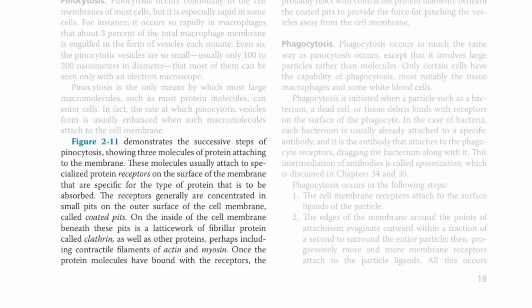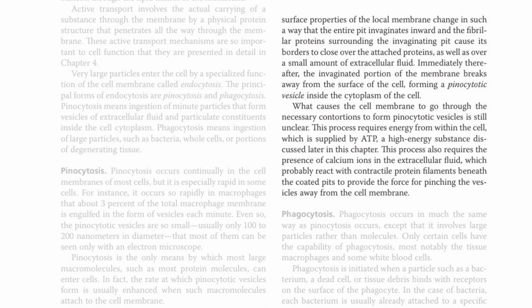The receptors generally are concentrated in small pits on the outer surface of the cell membrane, called coated pits. On the inside of the cell membrane beneath these pits is a latticework of fibrillar protein called clathrin, as well as other proteins, perhaps including contractile filaments of actin and myosin. Once the protein molecules have bound with the receptors, the surface properties of the local membrane change in such a way that the entire pit invaginates inward, and the fibrillar proteins surrounding the invaginating pit cause its borders to close over the attached proteins, as well as over a small amount of extracellular fluid. Immediately thereafter, the invaginated portion of the membrane breaks away from the surface of the cell, forming a pinocytotic vesicle inside the cytoplasm of the cell.